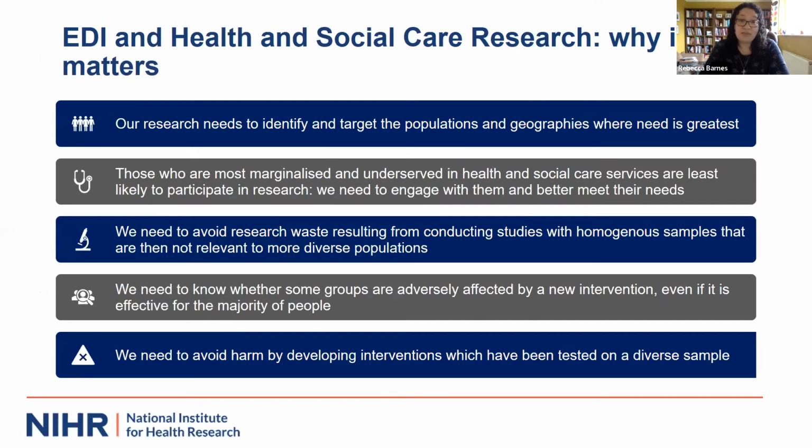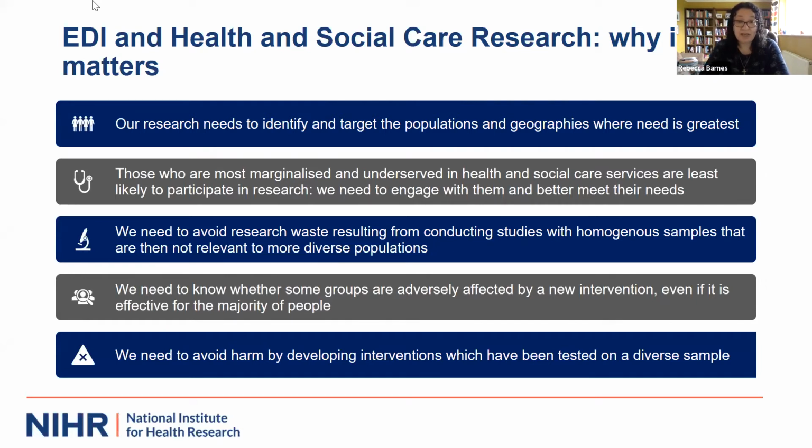So there are a number of reasons why we need to attend more to EDI in our research, and what we provide here isn't an exhaustive list. In all cases, there's a strong moral argument, but crucially, it's also good science and good economics to target areas of high need, increase the generalizability of our research findings, and widen the reach and impact of our research. So to unpack this further, firstly, our research needs to identify and target the populations and geographies where need is greatest. Choice of population and site needs to be driven by these considerations, not by ease or existing networks.